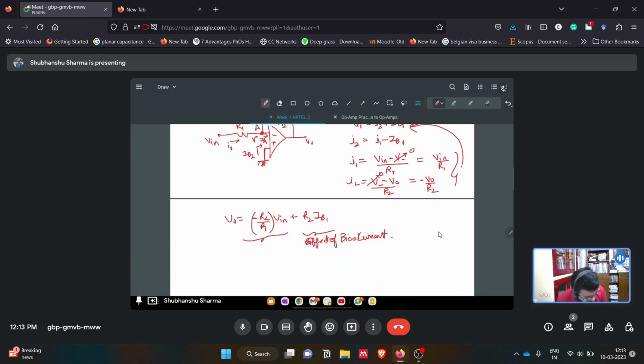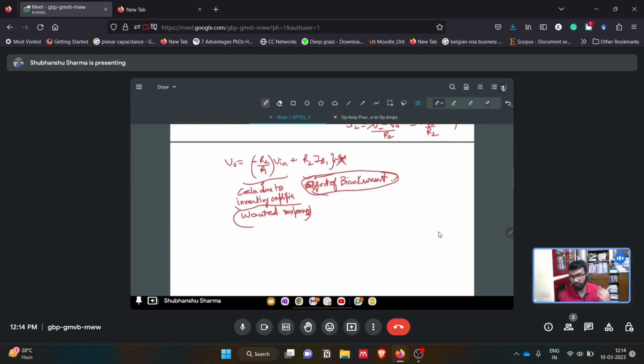So the gain due to the inverting amplifier is the response we wanted, and this extra thing we are getting here is because of the bias current. This we don't need, so we want to avoid it. So how can we remove the effect of the bias current from the output of the op amp?